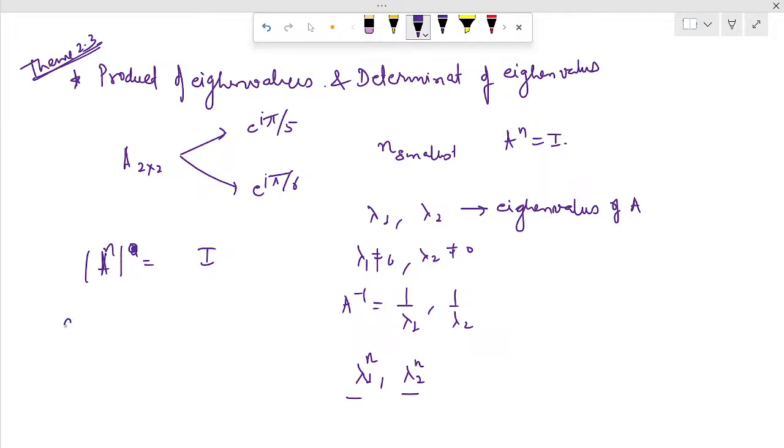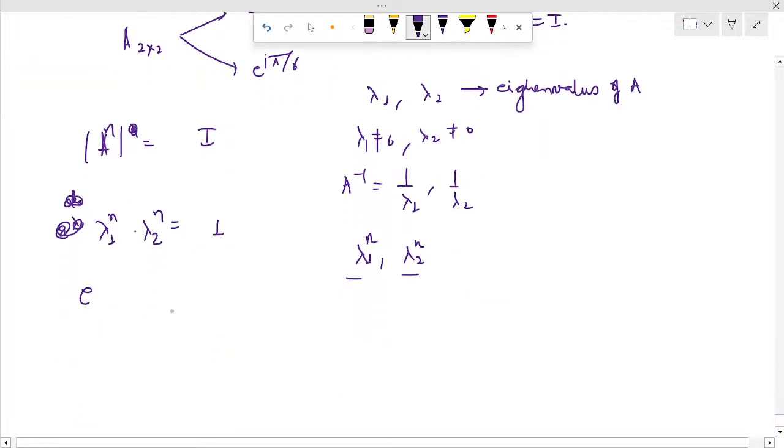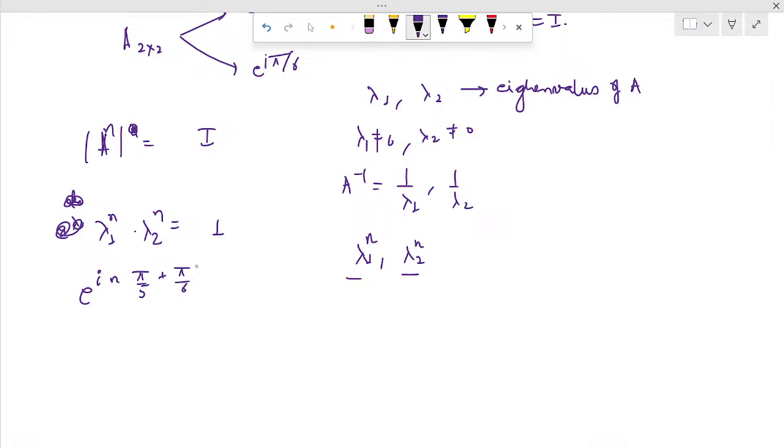So if I take a determinant of e power A n, it will be the product of eigenvalues. It would be simply the product of eigenvalues, which is equal to the determinant of the identity, which is equal to 1. So I'll get e power iota n, and then this is pi upon 5 plus pi upon 6 equals 1. So I'll get e power iota n times 11 pi upon 30 equals 1. So think about this.